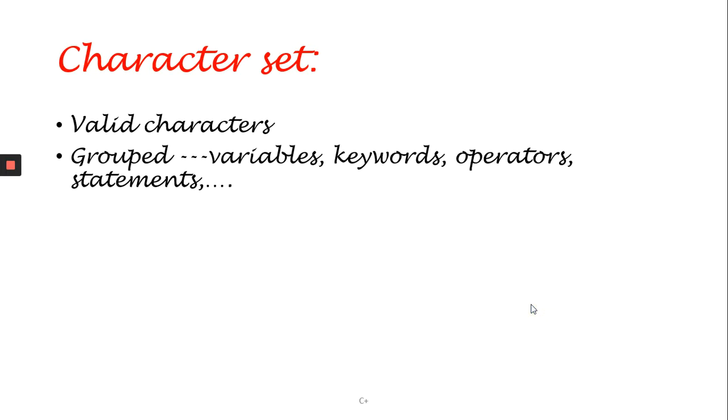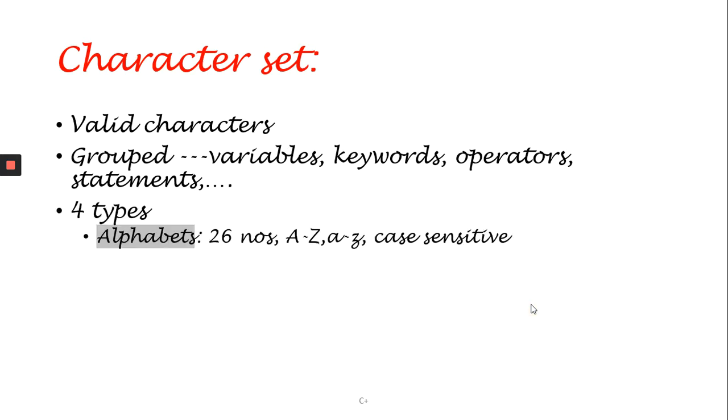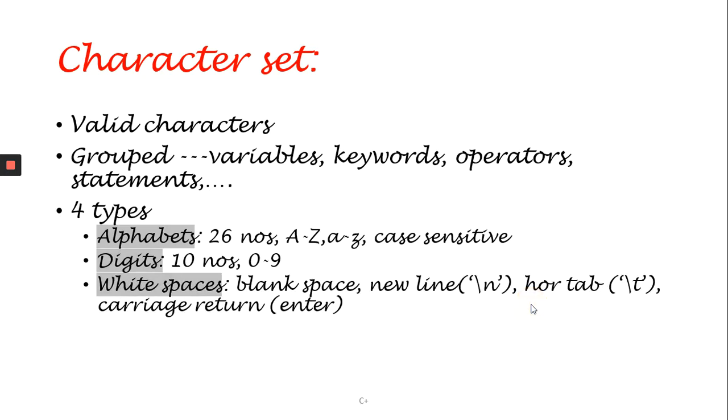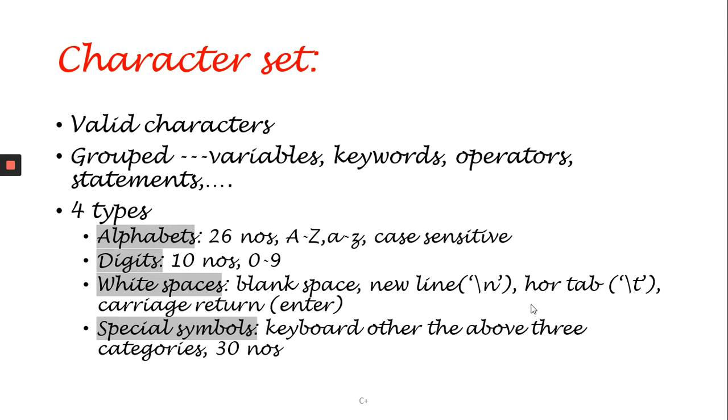Moving on to the character set, we can see that C++ supports a set of valid characters, and they are called the character set. They are grouped together to form variables, keywords, operators, statements, etc. There are four different types of character set. They are alphabets, digits, white spaces, and special symbols.